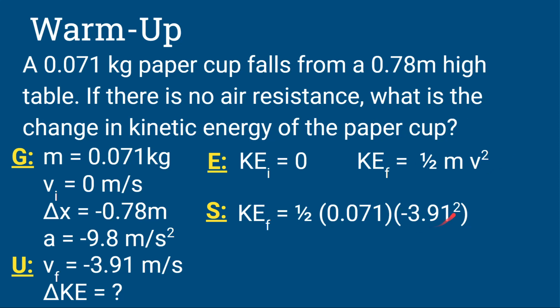When I square this negative number, that negative sign goes away anyway. Okay, so I have 1/2 times 0.071 times 3.91 squared. Again, that negative goes away as soon as I square it. And that leaves me with kinetic energy of 0.543 joules. So that's my final kinetic energy.